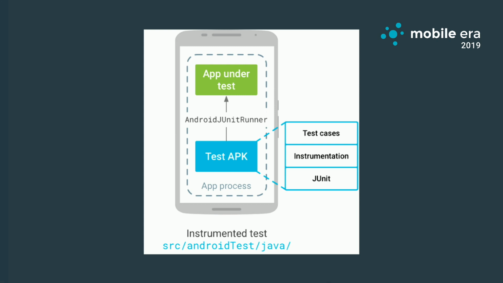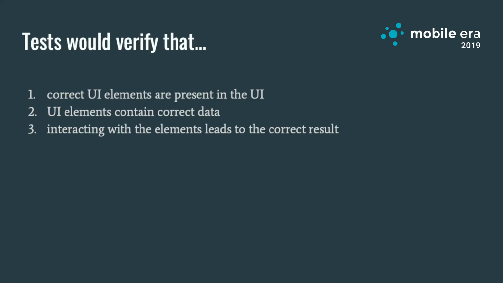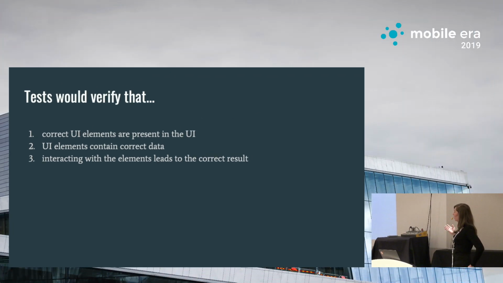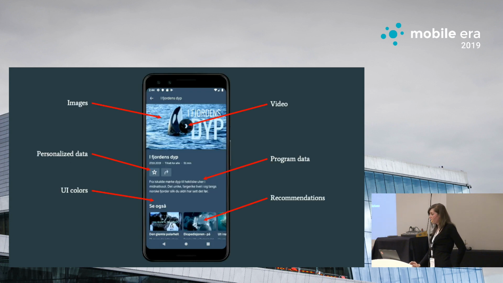So our tests do the three following things. They test that we have the correct elements in the UI, that our UI elements contain the correct data, and that interacting with these elements leads to the correct result. And at this point, you could ask, well, what is the correct result? Well, our applications are dependent on a backend that serves us everything you see in the app. We actually do very little manipulation of that data in the app itself. And so we generally consider everything the API tells us to be correct.